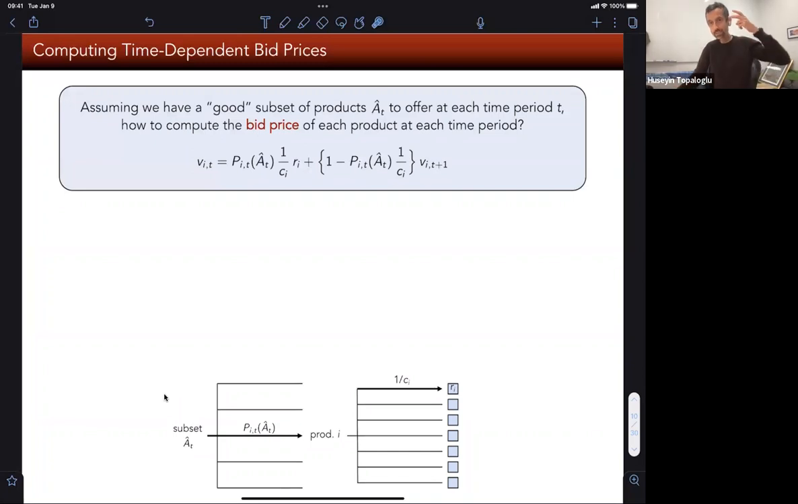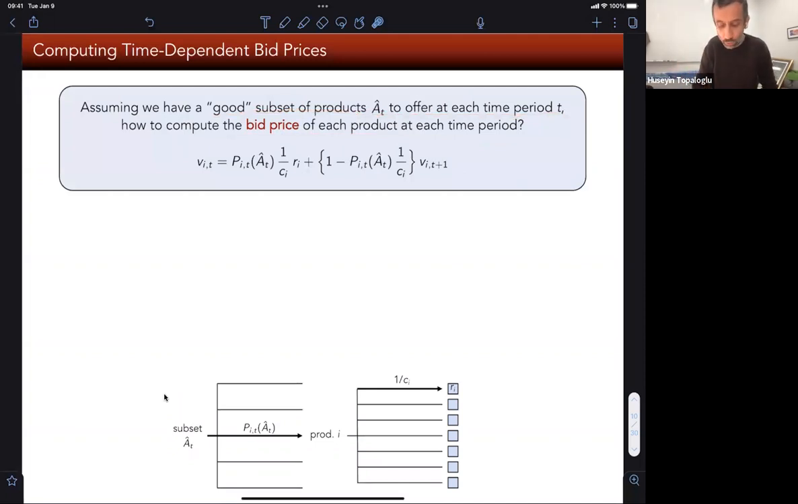And in this slide, we're going to ask two related questions, and we're going to give answers to two related questions. Question number one. Assume that somebody gives us a good assortment, a good subset of products A hat T to offer at each time period T. And the question we're asking is, how can I compute the bid price for each product I at each time period T? How can I measure the value of one unit of product I for each product I for each time period T?